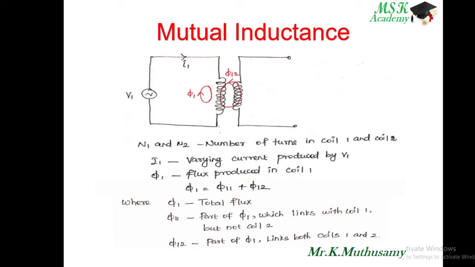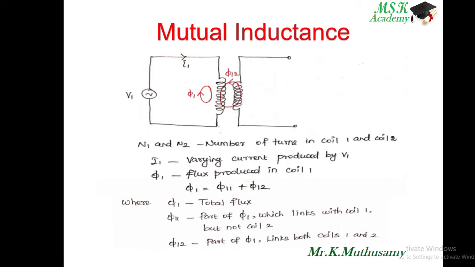The alternating voltage is connected to coil 1. It is a closed circuit, so the current I1 is flowing through coil 1. Coil 2 is an open circuit. In an open circuit, the current value is equal to 0. In coil 1, due to the current I1, the total flux Phi1 is produced. Phi1 is equal to Phi11 plus Phi12. Phi11 is the flux linking only coil 1. Phi12 is the flux linking both coil 1 and coil 2.